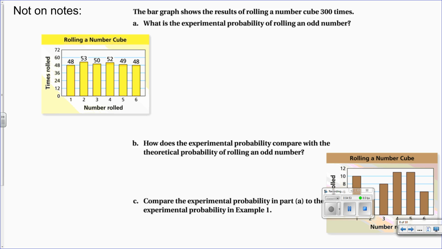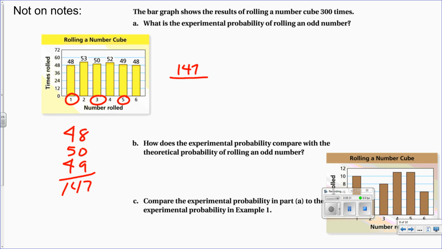Now, this is not on your notes, but I would like you to look at this. This bar graph shows results of rolling a number cube 300 times. It says, what is the experimental probability of rolling an odd number? So we know our odd numbers, 1, 3, and 5. So we would add these numbers up. 48 plus 50 plus 49. So quickly add those up. We'd have 147. So experimental probability would be 147 out of the 300, which is about half.